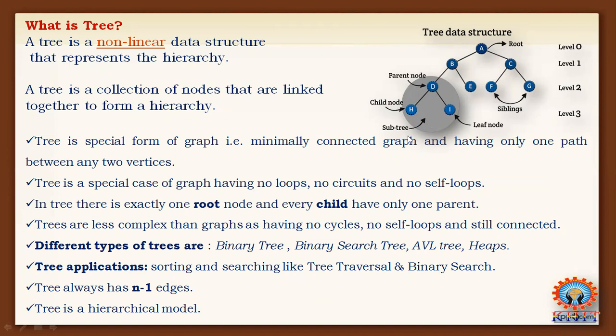How many edges can a tree contain? A tree can always contain n-1 edges. If you see the structure of the tree, it seems to be like a hierarchical model. Why? Because it has different levels, from level 0 to level 3. So this is the description about tree.